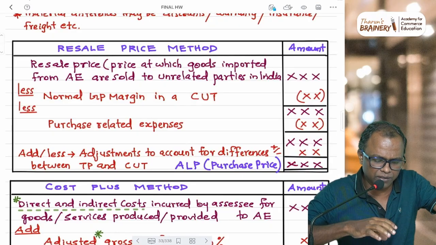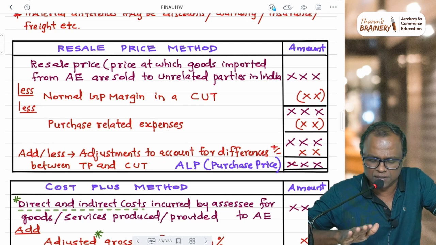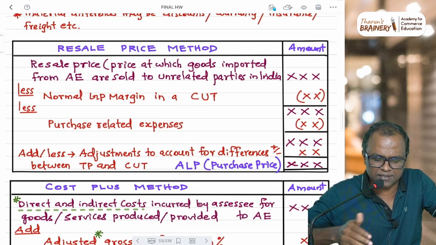So how do we find out the arm's length price? It is totally different from the other method. Don't compare the methods and study. It's completely different.